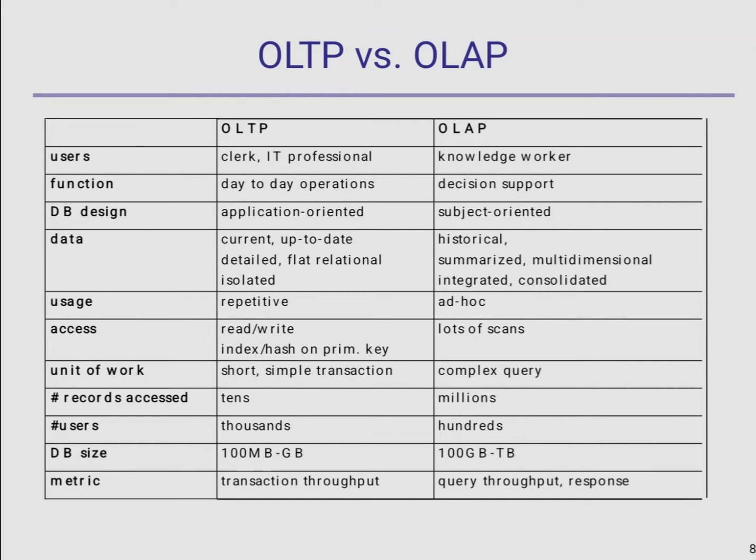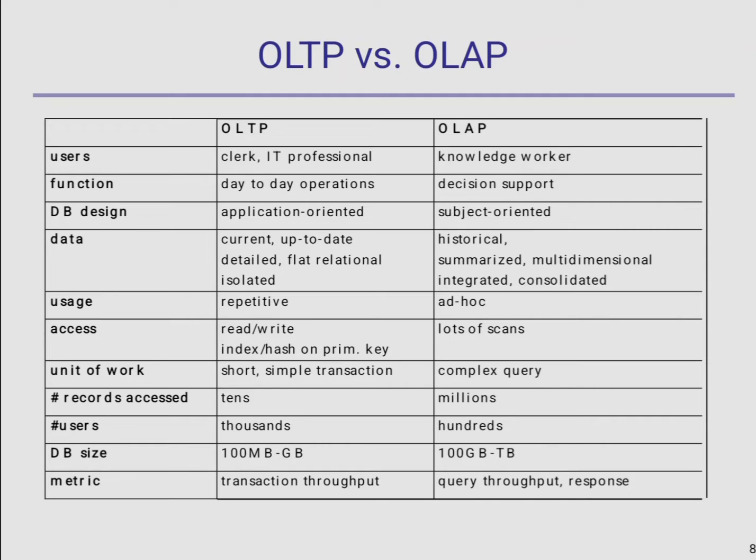Access: read and write, index, hash on primary key with respect to OLTP, whereas OLAP requires lots of scans because it requires analysis. Unit of work: short, simple transaction, that is an atomic transaction in OLTP, whereas OLAP, as it does analysis, is a complex query. Number of records accessed: tens in OLTP, whereas in OLAP it is millions for analysis.